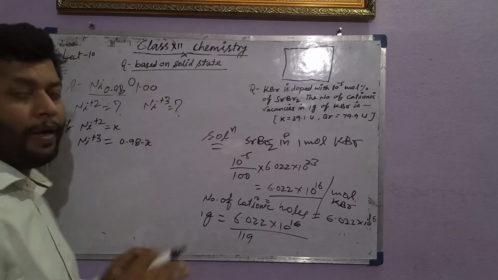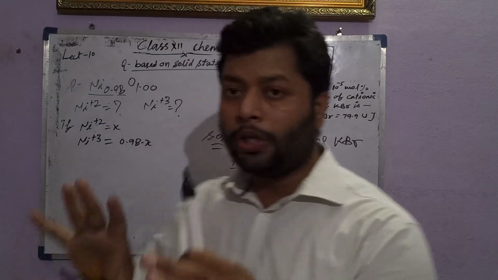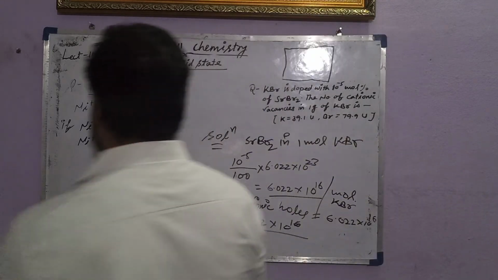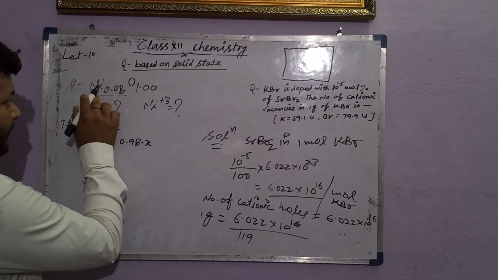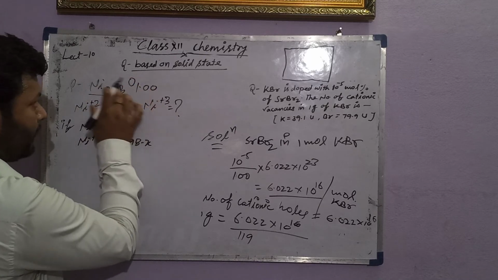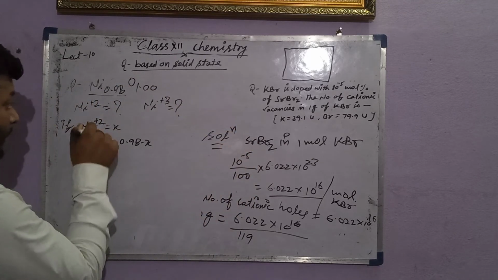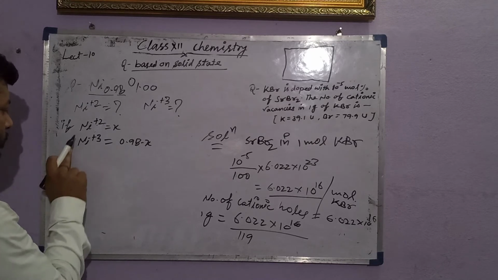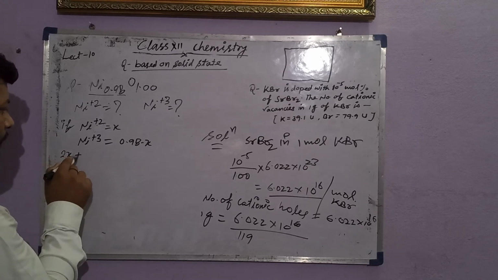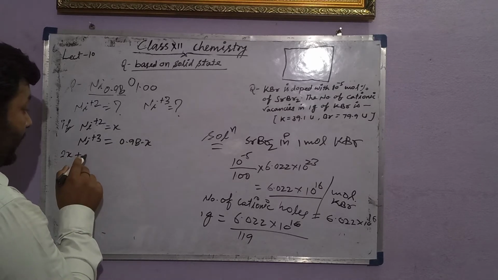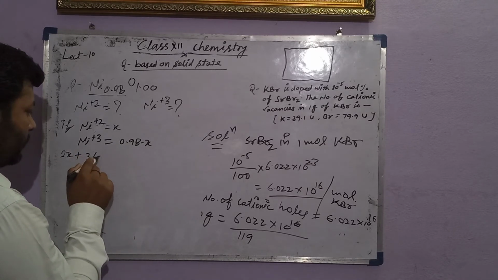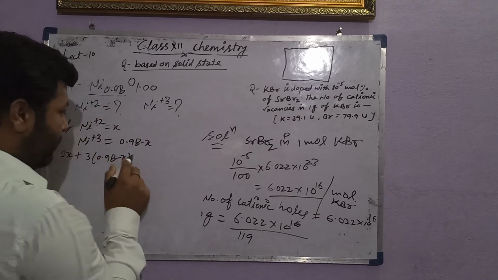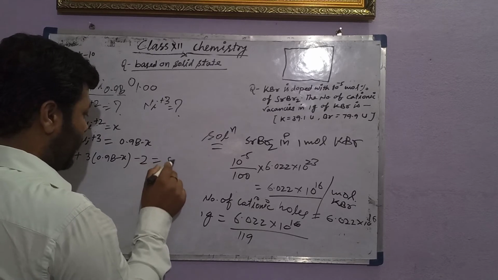The whole crystal, as I told earlier, the whole solid should maintain electrical neutrality. That's why the sum of the charges of nickel and oxygen should be 0. What is the charge of nickel plus 2? The charge is 2 into x, means 2x, and the charge of nickel plus 3 is 3. What is the charge of oxygen? -2, and the sum equals 0.